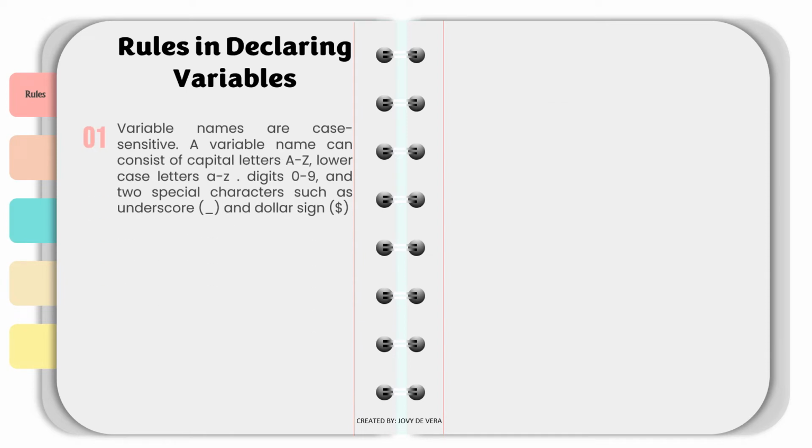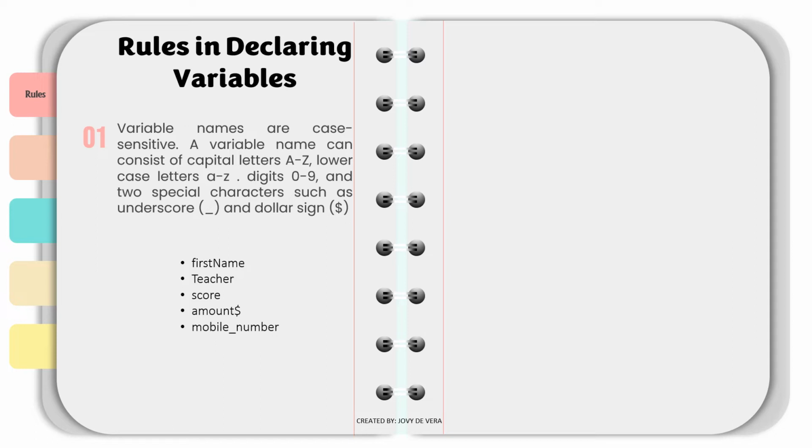Here are the rules to be observed in declaring variables. First one, variable names are case sensitive. A variable name can consist of capital letters from A to Z, lowercase letters from a to z, digits 0 to 9, and two special characters such as underscore and $ sign. So it is clearly stated that a variable can start with $ sign and underscore. However, this is not highly recommended.